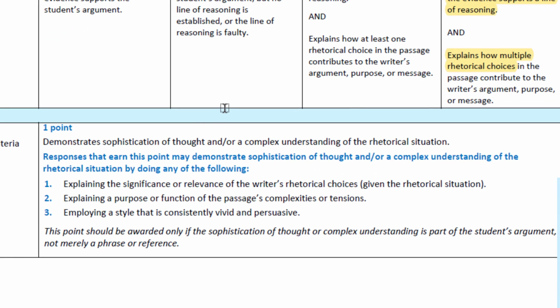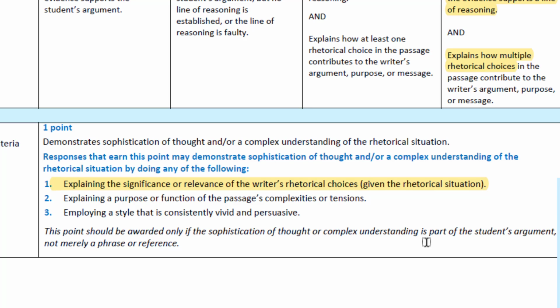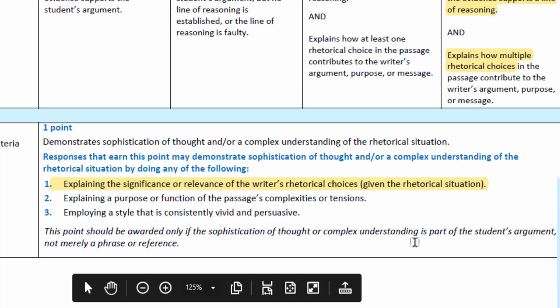Then the last thing here is sophistication. This is critical. Okay, you want to get this point, and this point is actually fairly easy to get. If you explain the significance of the rhetorical situation, it's going to help you get this point, especially if you link your argument back to the rhetorical situation.